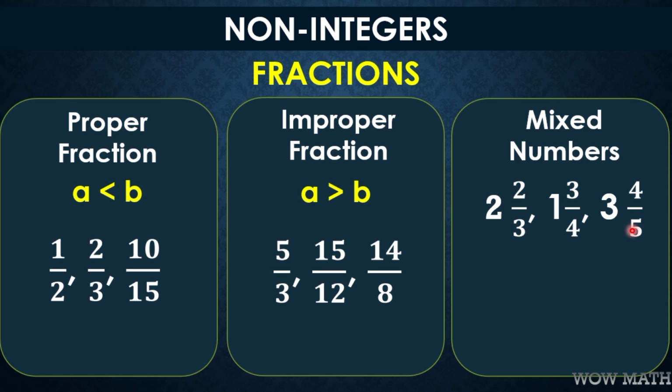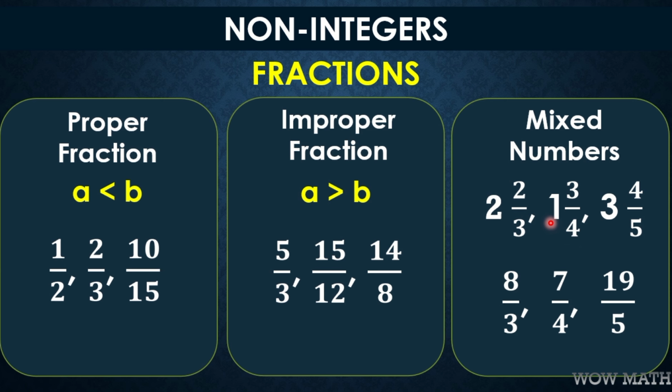Now, if you will be asking, a rational number can be expressed in the form of A over B. Yes, we can express mixed numbers as A over B. Di ba? We can express this as an improper fraction. How? You're gonna multiply the denominator by the whole number and then you're going to add the numerator. So, 3 times 2, that is 6, plus 2, that is 8, and then copy the denominator. So, we have 8 over 3.